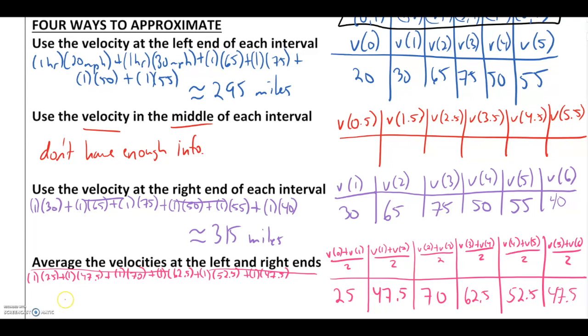And for this one, adding up all of those average velocities will give us an approximate distance traveled of 305 miles. And if you're clever about it, you can think about what we've already done. This would have been the same as taking the average of our approximation using the left values and our approximation using the right values.